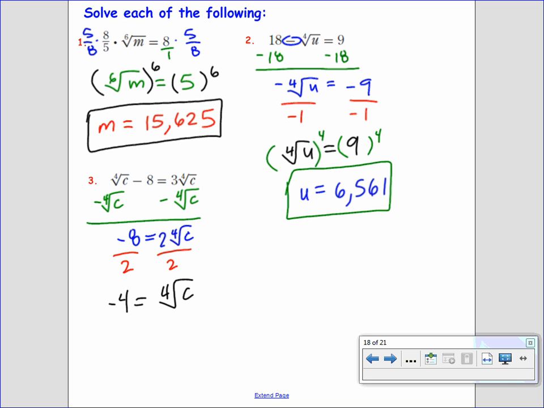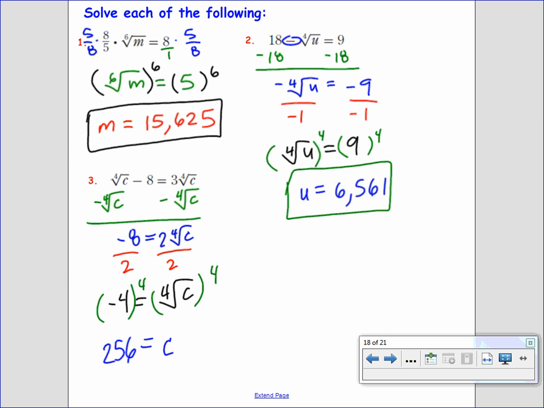And how do I undo a fourth power? Easy cheesy. I'm sorry, a fourth root. I'll raise both sides to the fourth power. When I raise both sides to the fourth power, I get c alone. And c will equal -4 to the fourth, which is -4 times -4 times -4 times -4. Andrew? 256. Thank you.